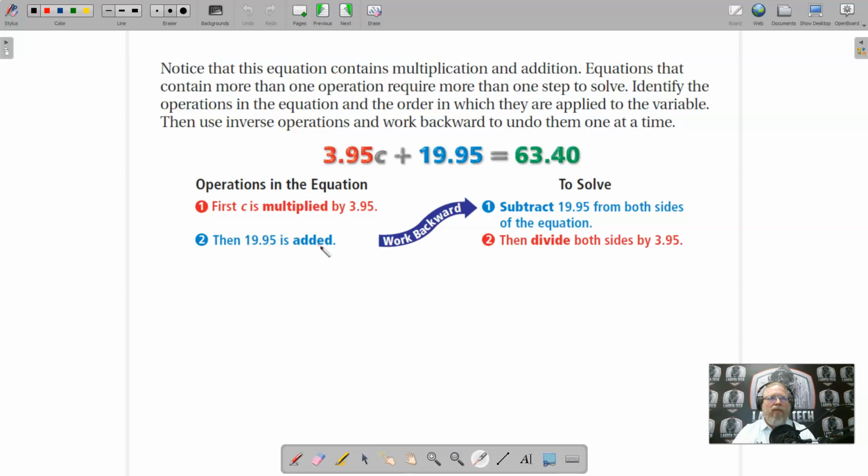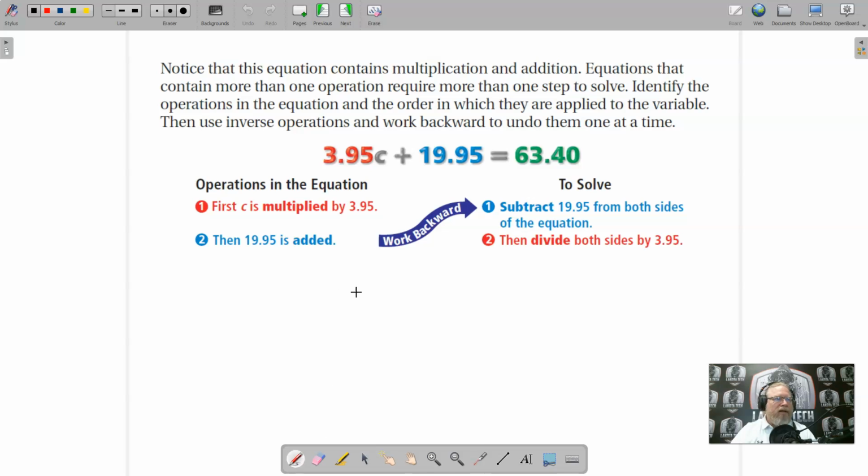So now we're going to work in the reverse order and use inverse operations. If we multiplied first and then added, now we're going to take care of the adding part and then the multiplying part, using inverse operations. Step 2 becomes step 1, and the inverse operation to adding is subtracting. First we're going to subtract 19.95 from both sides of the equation, and once we've done that, we can then divide both sides by 3.95.